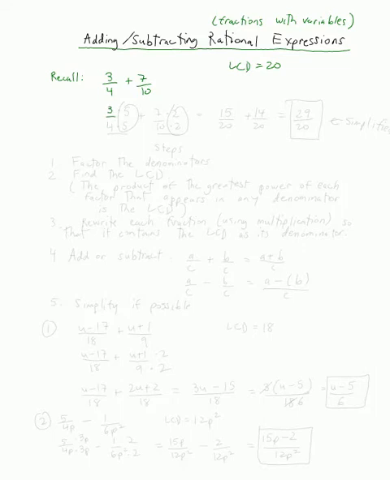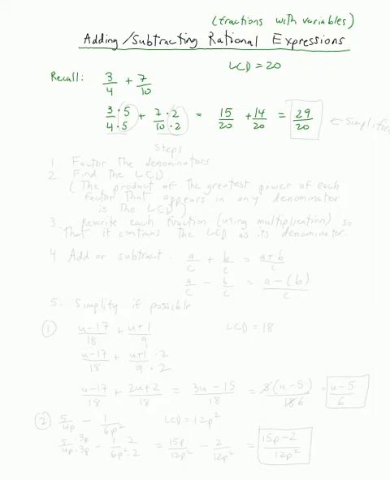So what I do is I give each fraction what it's missing here. So for example, the 4 is missing a 5. So I have to multiply it by 5, but I do the same thing to the top. And the 10 is missing a 2. So I multiply both by 2. You always have to multiply the same thing on the numerator and denominator. We end up with 15/20 plus 14/20, which gives us, remember we add the numerators but not the denominators, so 29/20.